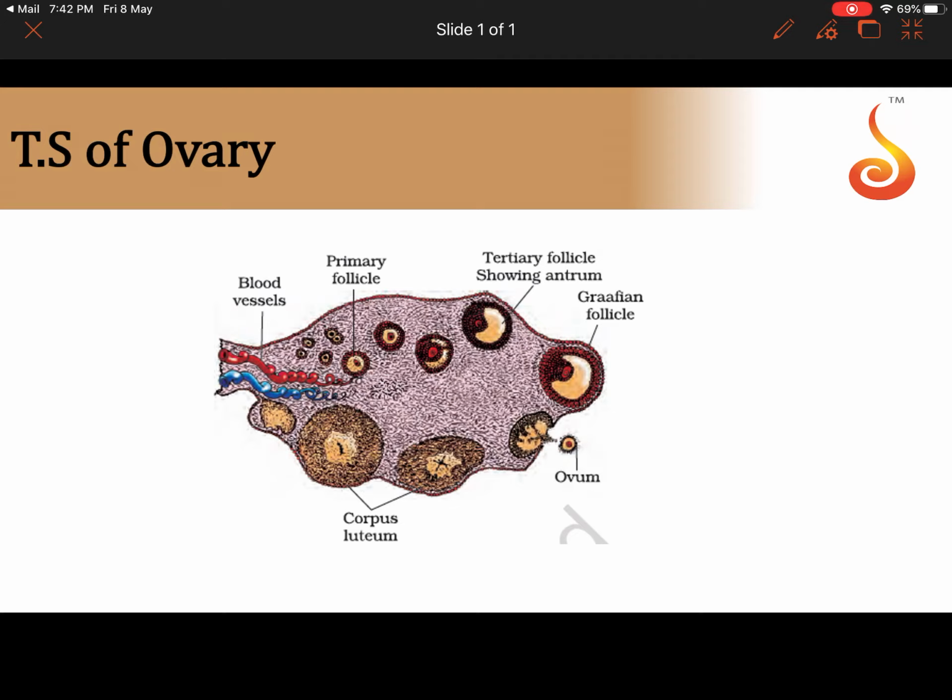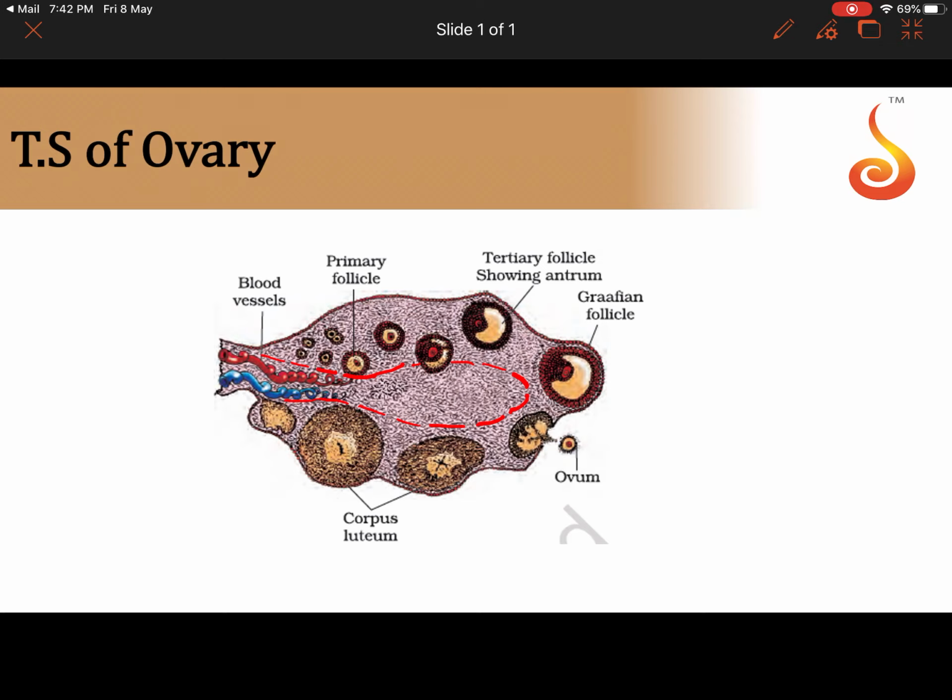Let us look at the transverse section of the ovary. Now here you can see the diagram depicting the transverse section of the ovary. What I would like you to notice is that the tissue, the substance inside the ovary, can be broadly divided into two distinct zones. Now you can notice that I am showing a dotted line here. There is a superficial zone and a deeper zone in the ovary.